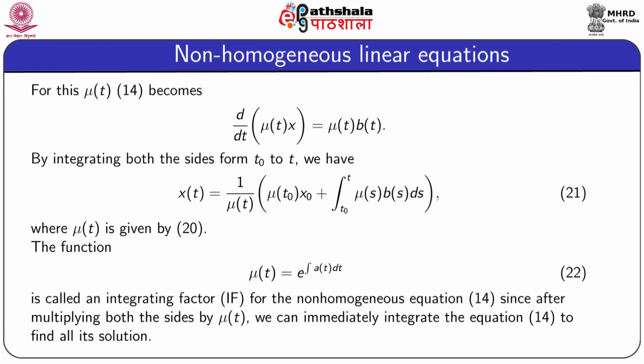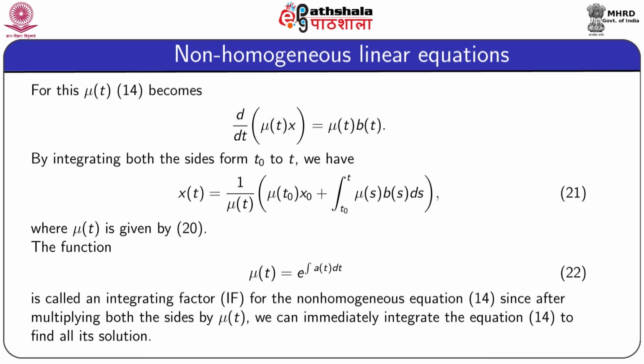For this value of mu t, equation 14 becomes d/dt of (mu t into x) equal to mu t into B t. By integrating both sides from t0 to t, we get x t equal to 1 by mu t multiplied by [mu t0 into x0 plus integration t0 to t mu s B s ds], given by equation 21, where mu t is given by equation 20.